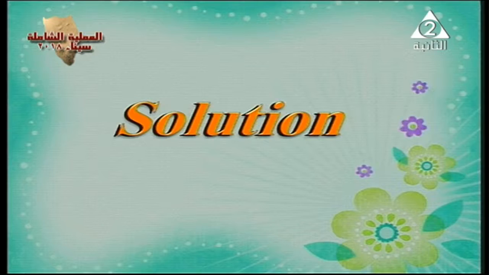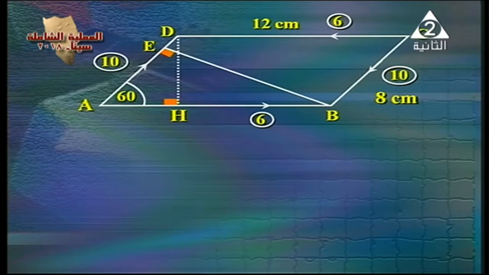Solution. Look at ABCD, a parallelogram. The force 6 acts on AB. The force 10 acts on CB. Also, force 10 acts on AD. Force 6 acts on CD. Look, student, the length AB equals 12 centimeters, BC equals 8 centimeters.